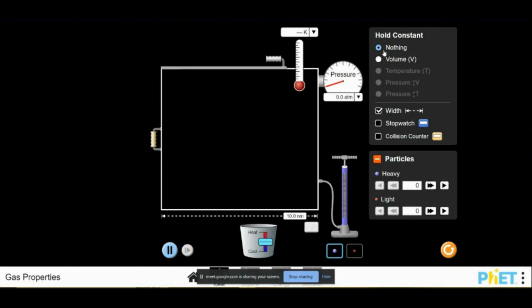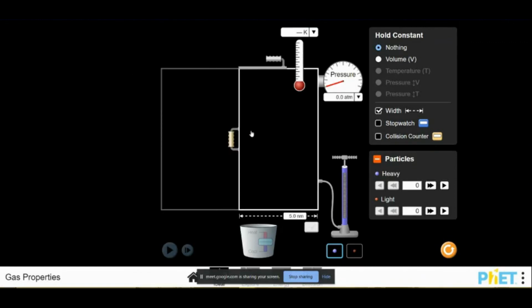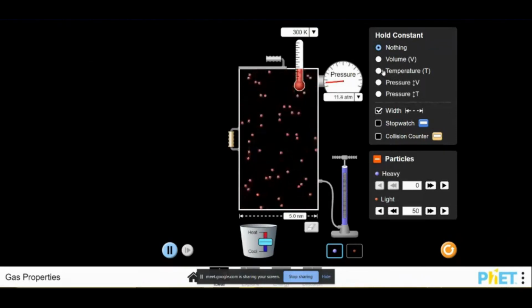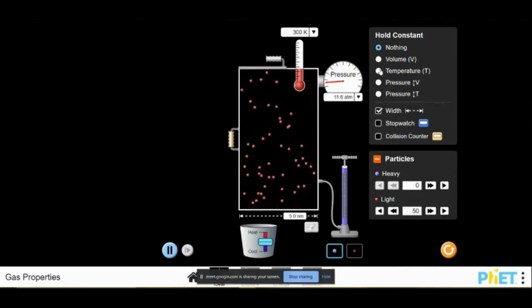In a Boyle's law experiment, the temperature is constant, but we cannot click it yet. Before that, we will use a 5.0 nanometer container first. Then we insert 50 light particles first. Then we can click the temperature, so we can hold a constant temperature.